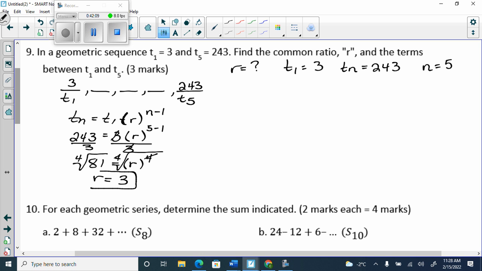Now we should always be able to check it because we can multiply to get to the next one. 3 times 3 is 9, times 3, 27, times 3, 81, times 3, 243. So I know I'm right. I walk away from this question happy. If you struggled on this question, you're highlighting it. Remember? Highlight, highlight, highlight. Then what will you do? You will go home tonight, you will cover it up, and you will check it.